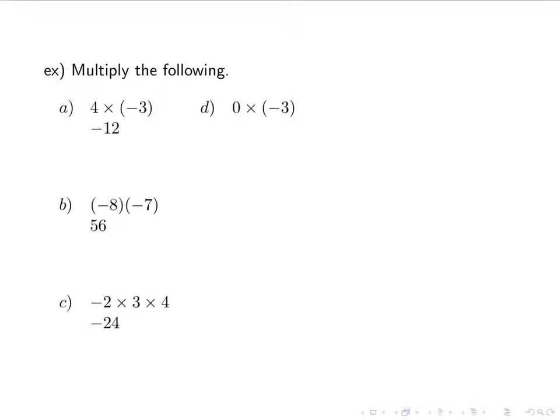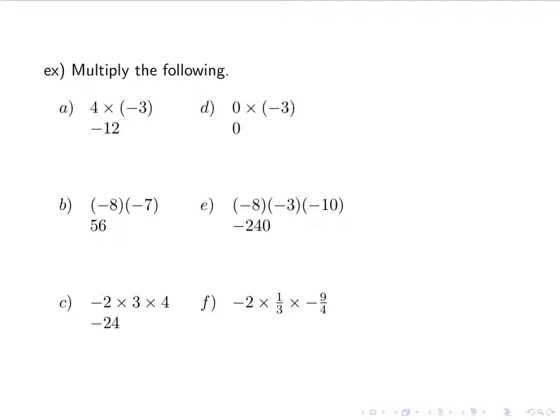0 times negative 3, there's one negative, so our answer would be negative, except for the fact that 0 times anything is 0, and plus or minus 0 is still 0. So we get just 0. Negative 8 times negative 3 times negative 10. There are three negatives, so our answer is negative, and 8 times 3 times 10 is 240. So we get negative 240.